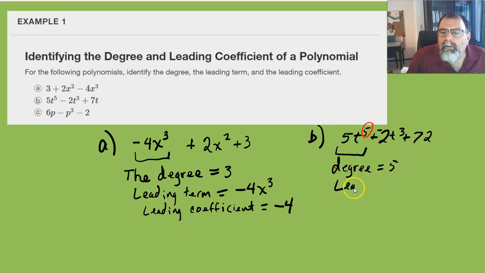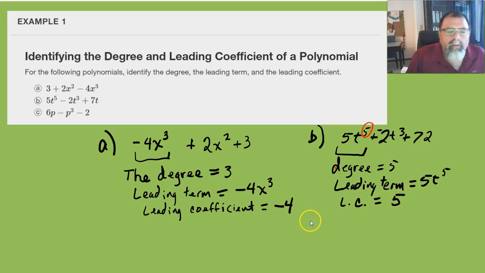Leading term is the whole expression, 5t to the 5th. And then the leading coefficient is the number part of that expression, 5.